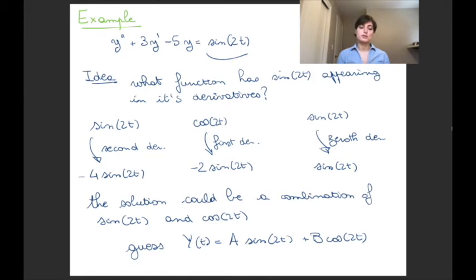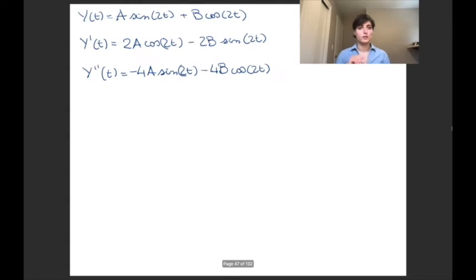We need to keep coefficients, so we guess that capital Y is equal to A sine 2t plus B cos 2t. And we take derivatives, so Y equals A sine 2t plus B cos 2t. Y' is 2A cos 2t minus 2B sine 2t, and Y'' is minus 4A sine 2t minus 4B cos 2t.